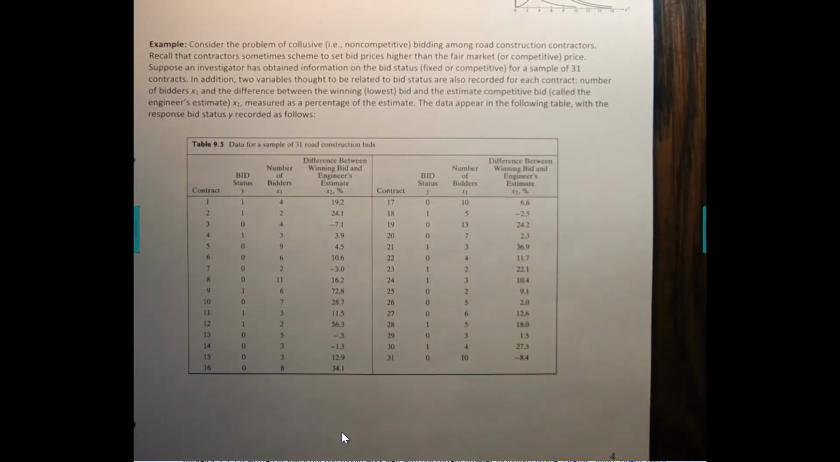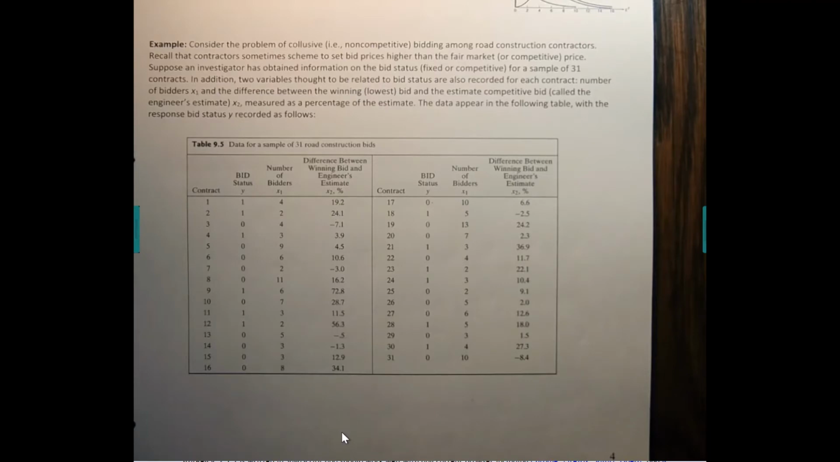So consider the problem of collusive or non-competitive bidding among road construction contractors. Recall that contractors sometimes scheme to set bid prices higher than the fair market or competitive price. Suppose an investigator has obtained information on the bid status, fixed or competitive, for a sample of 31 contracts. In addition, 2 variables thought to be related to bid status are also recorded for each contract: number of bidders, x1, and the difference between the winning lowest bid and the estimate competitive bid, called the engineer's estimate, x2, measured as a percentage of the estimate.